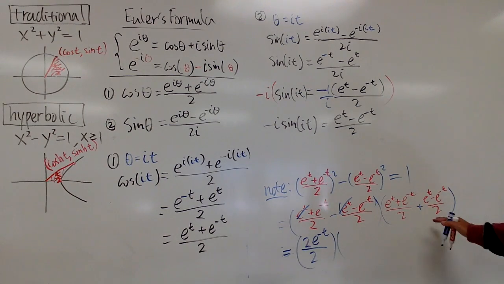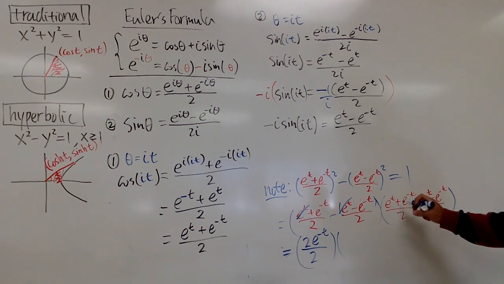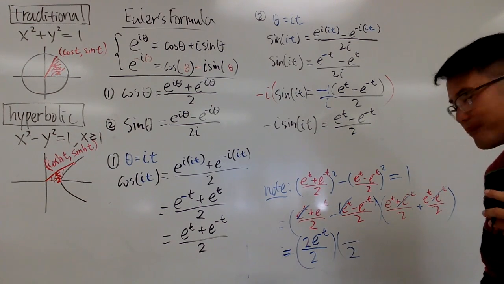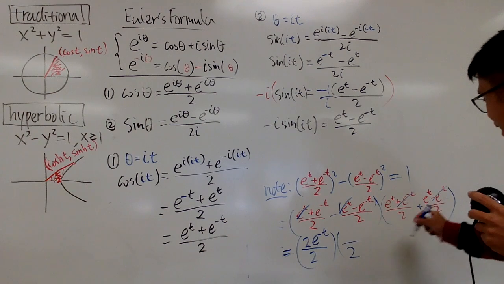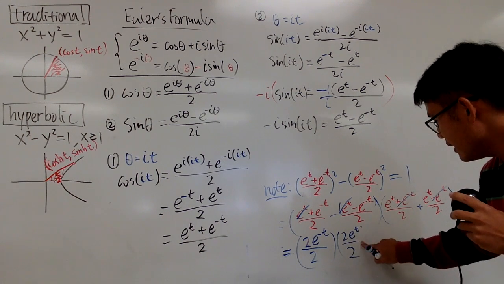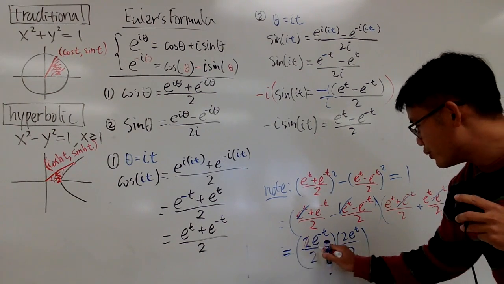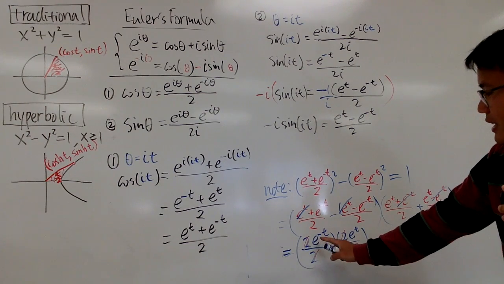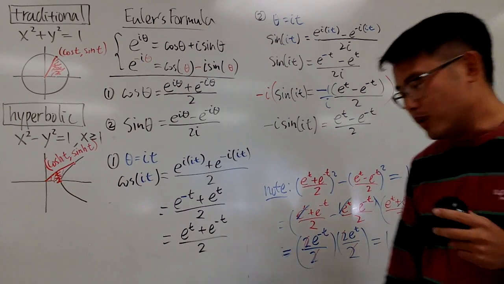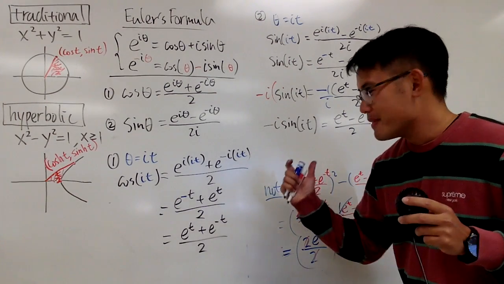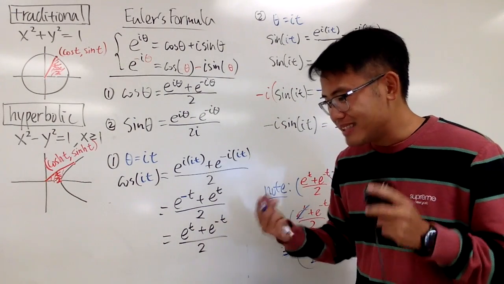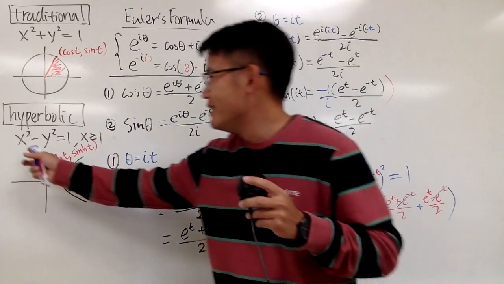Times, same thing here, we're adding. So you see this and that will cancel, and they have the same denominator 2 already. And we have this plus that, which is 2, and then e^t, the positive one. And you see, of course, all the 2's cancel. In the end, you see e^(-t) times e^t. Of course, this is equal to 1. Whew.